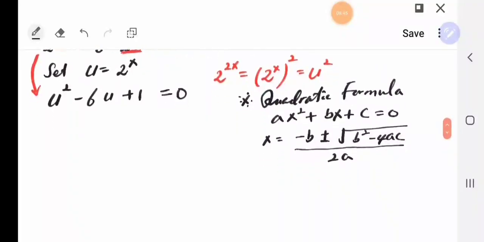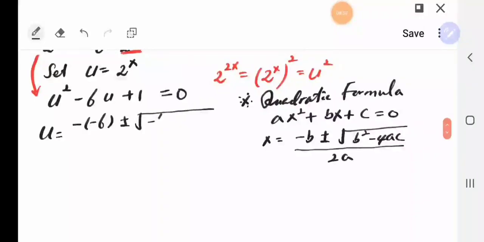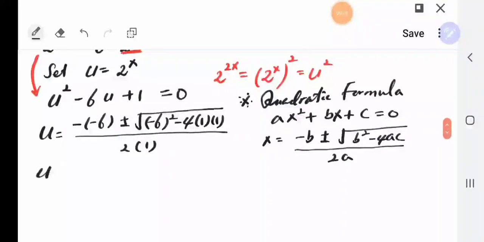So using this quadratic formula, let's find the u value first. u is equal to negative b, so negative times negative 6, plus or minus the square root of b squared minus 4ac, divided by 2a. So u is equal to positive 6 plus or minus the square root of 36 minus 4, which is 32, over 2.